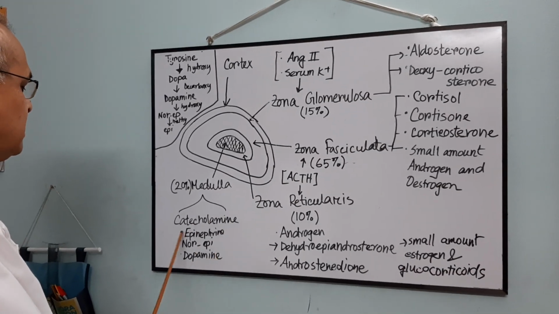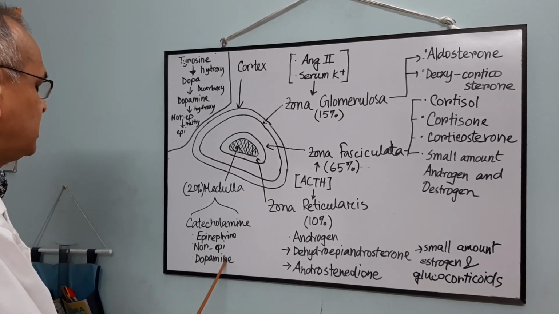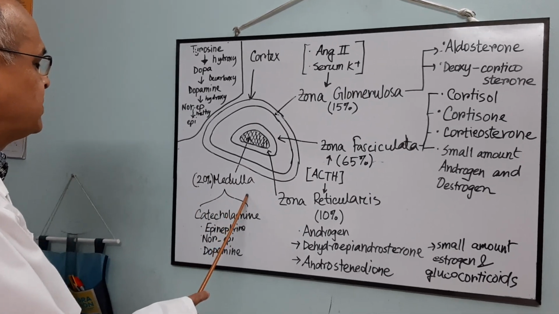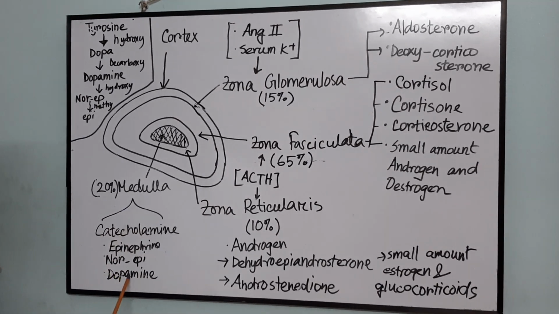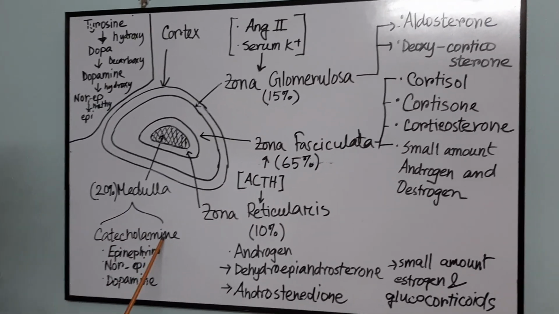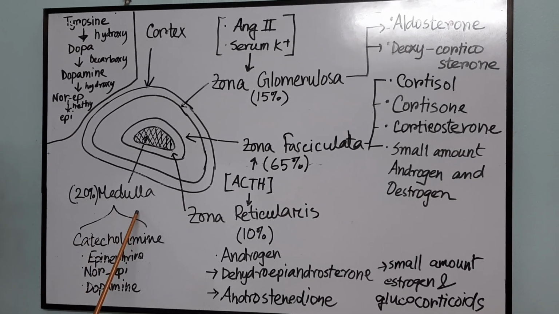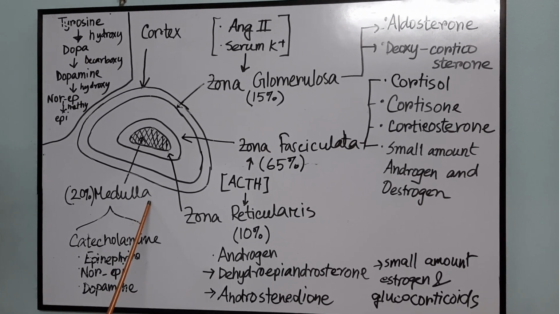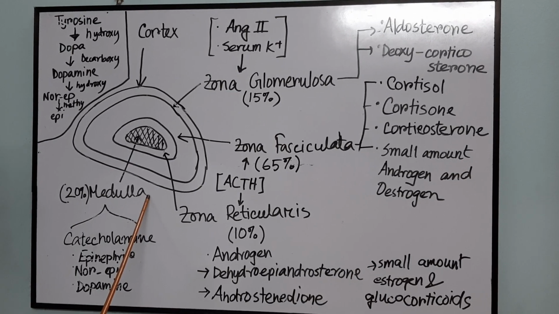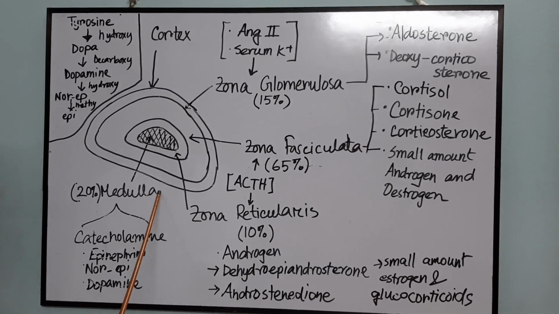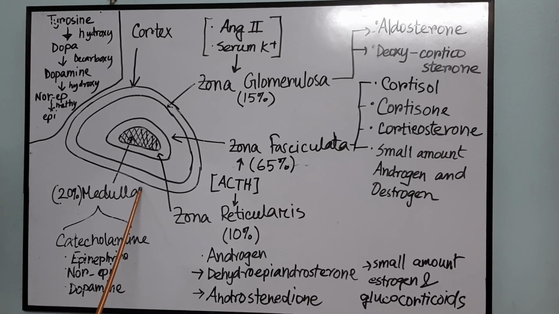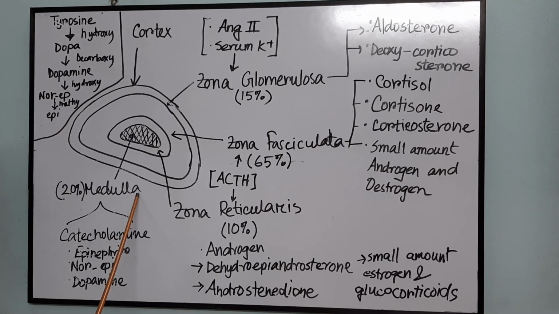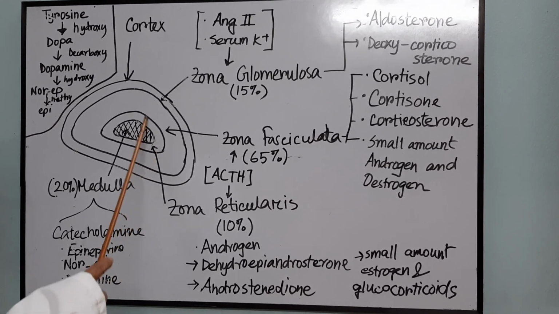What are the catecholamines? Epinephrine, norepinephrine, and dopamine. This medulla is related to the sympathetic nervous system. On stimulation of the sympathetic nervous system, these hormones are released and act mostly on the cardiovascular system. The adrenal medulla serves an emergency purpose, and therefore it prepares the body for emergencies, like the flight and fight response. That is, either you have to fight or you have to go back. This is the emergency purpose.